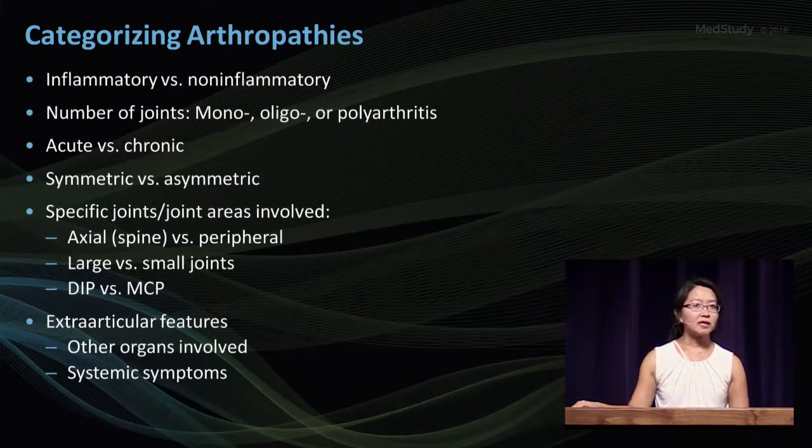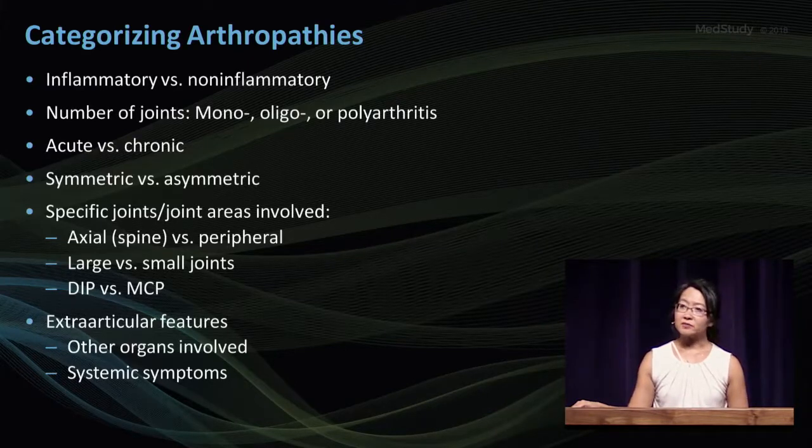So you want to categorize arthropathies in order to recognize patterns. Is this inflammatory or non-inflammatory? How many joints are involved? One joint, three joints, multiple joints, like over 12? Did the condition occur acutely, which makes you think about infection or fractures, or did it occur chronically over a period of 6 weeks or more?